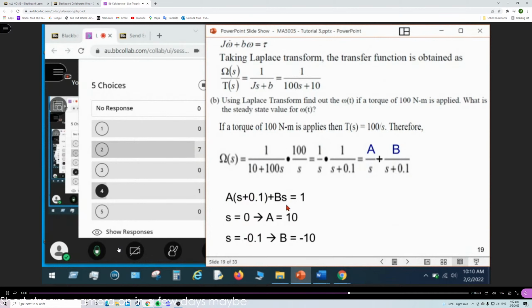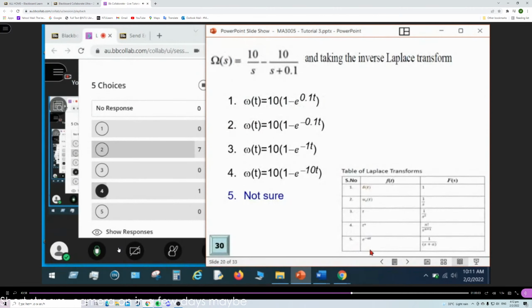Then b equals b. This one, right? This is 1. Then b, s is minus 0.1. Yes. Then you get minus 10 to be b. So after that, you get this, right? So a, b are determined already. Then you use the table again.